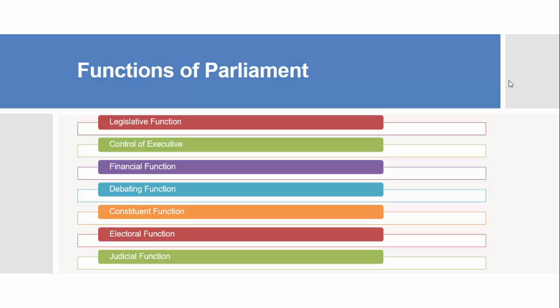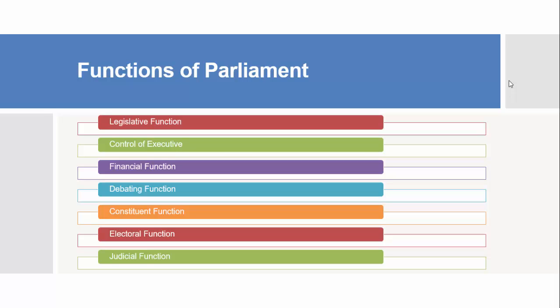Now, in this slide, we will discuss functions of Parliament. First function is legislative function. Second function is control of executive. Third function is financial function. Fourth function is debating function. Fifth function is constituent function. Sixth function is electoral function. And seventh function is judicial function. Now we will discuss each and every function one by one.